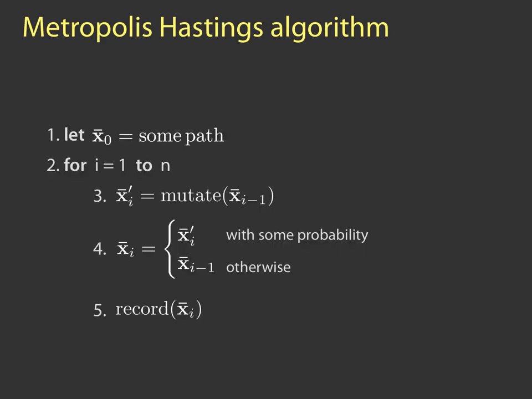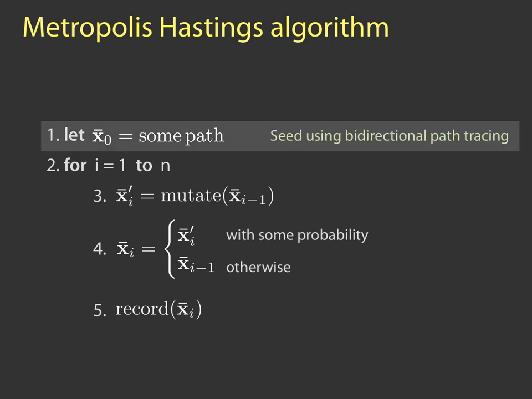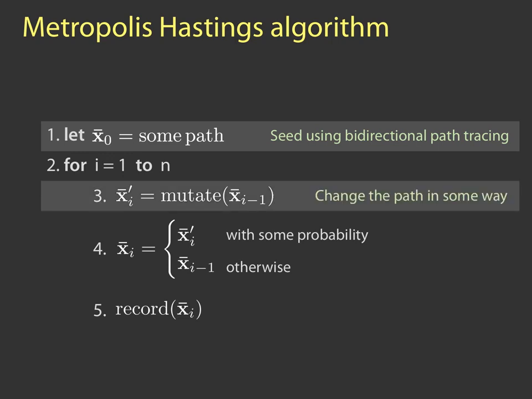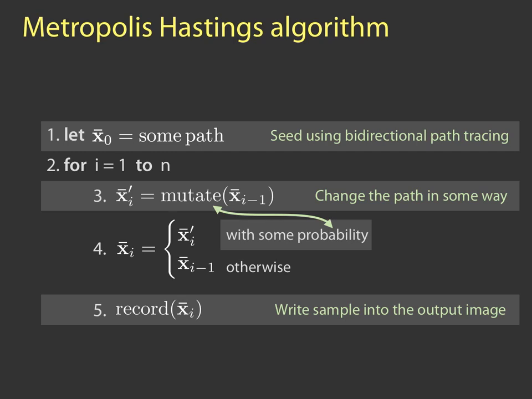Here's the basic pseudocode. This is an iteration that starts with some path, and then for a number of iterations does the following. A change is performed to the path, which could be a small perturbation or a large-scale change. In our case, that change is done by generating a new path on the manifold that lies in the neighborhood of the old path. The result is called the proposal path, and that proposal is either accepted or rejected randomly based on some probability that's coupled to how the change was made. And finally, the contribution to the output image is recorded. I will focus on the mutation because this is the most interesting part.